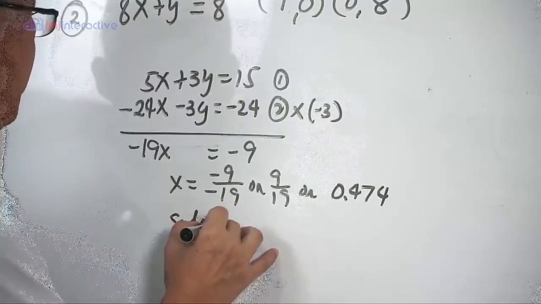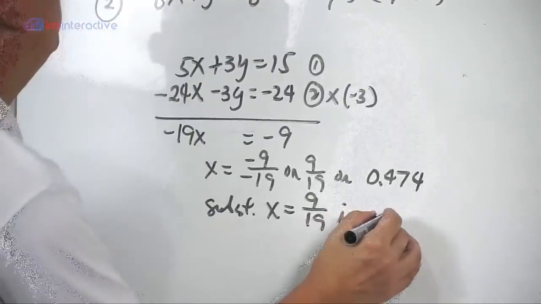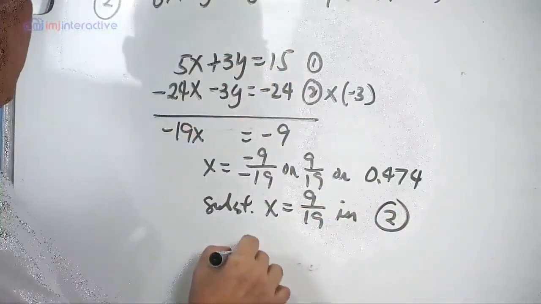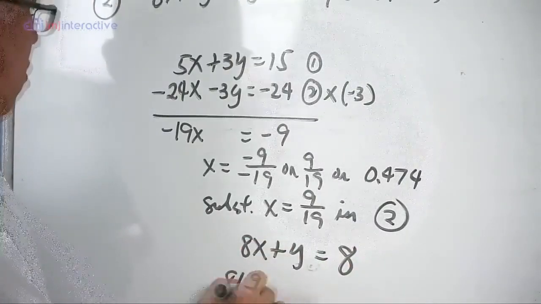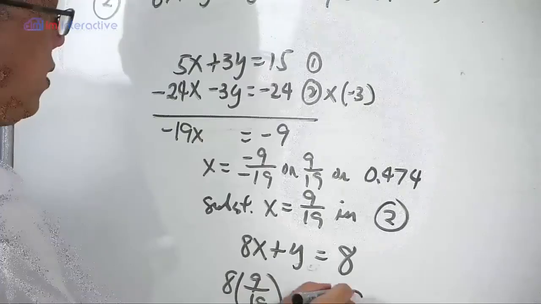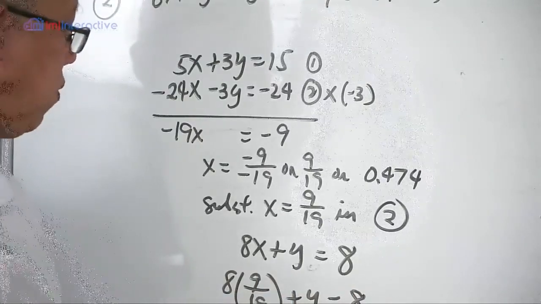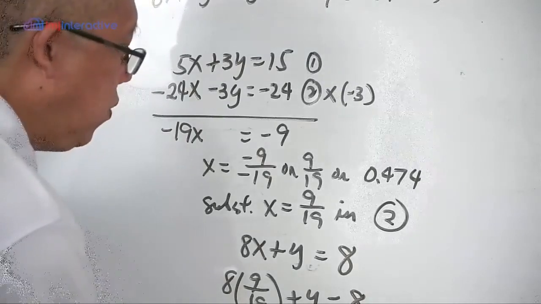Substitute x equals 9 over 19 into equation 2. This is easier to solve for y. So 8x plus y equals 8. So 8 times 9 over 19 plus y equals 8. So 8 times 9 is 72 over 19 plus y equals 8. So y equals 8 minus 72 over 19.